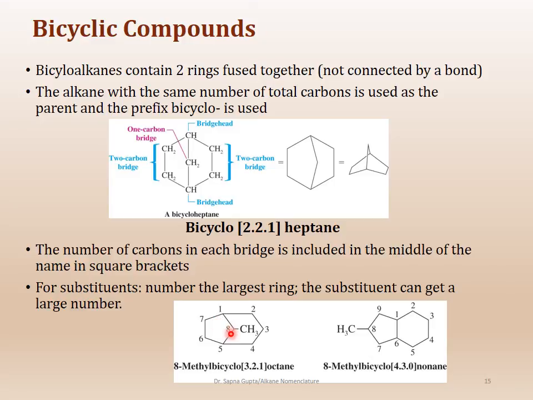Octane is the total number of carbons in the ring. The methyl group is not part of the ring. It is a substituent which we named over here. So keep it separate. All right, here is another example.